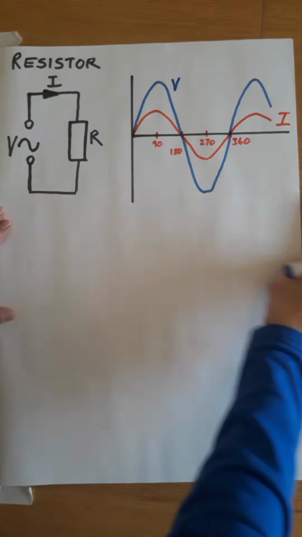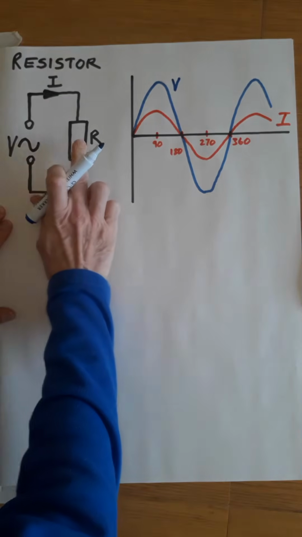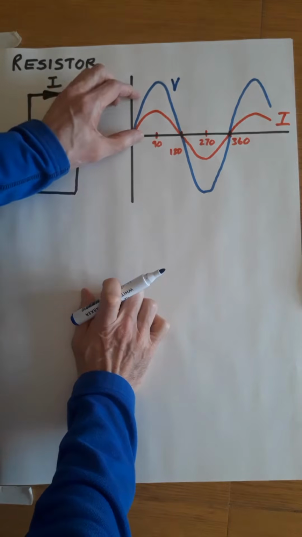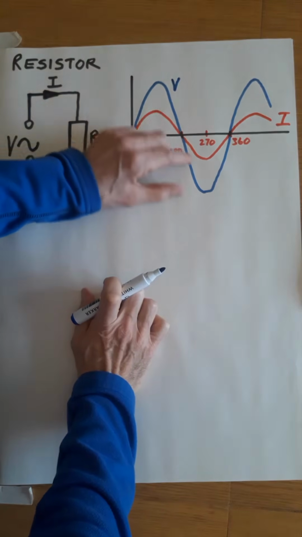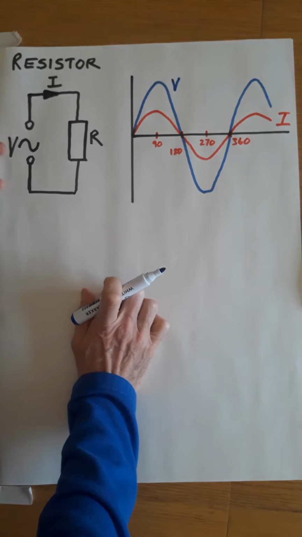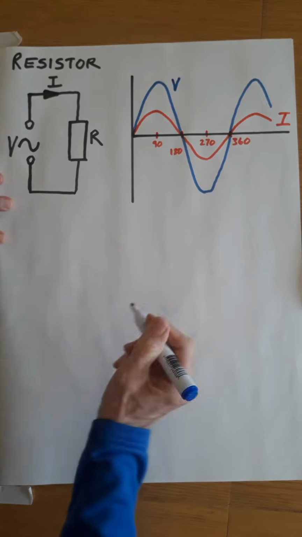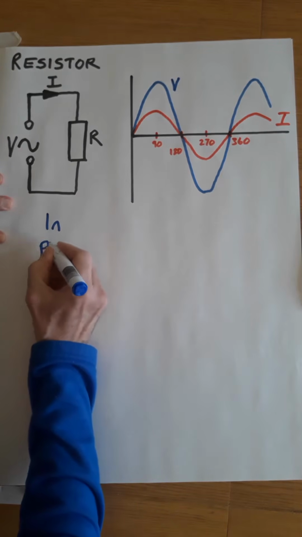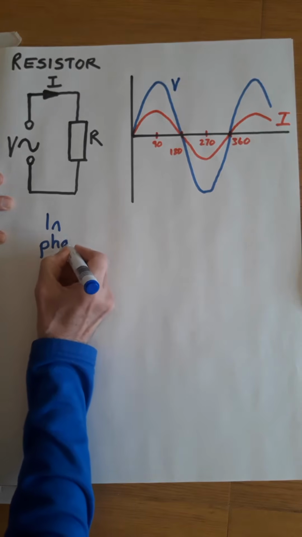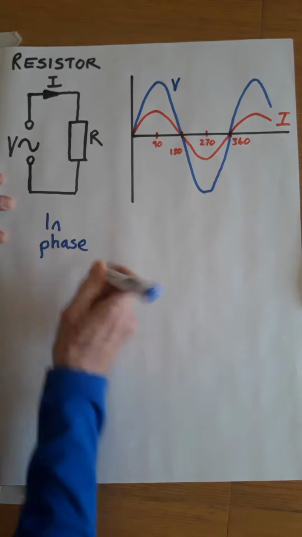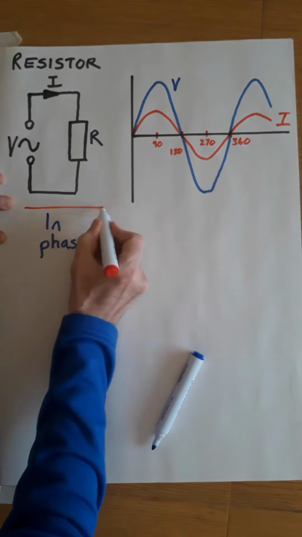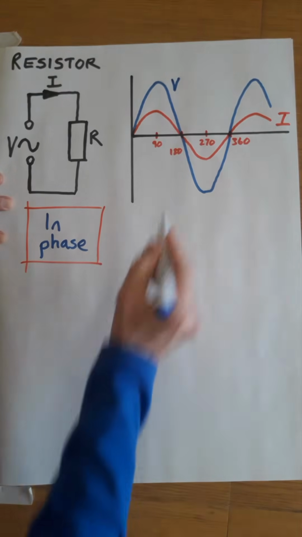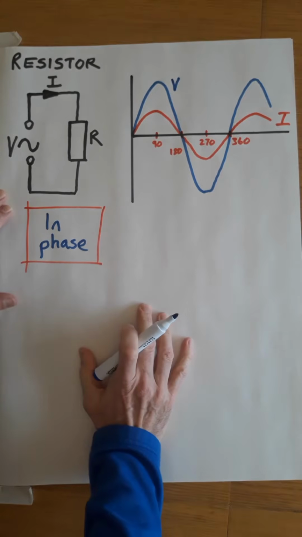So what's happening in this circuit when we apply AC to a resistor? The current and the voltage rise and fall together. They rise and fall at the same time. The phrase we have for this is in phase. That is important. So the current and voltage rise and fall in phase.